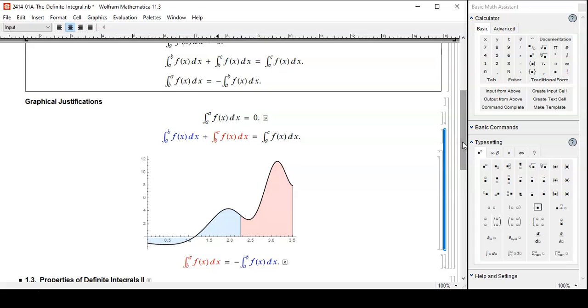Next, the integral from a to b plus the integral from b to c is the integral from a to c total. Here you go, from a to c, that's the total signed area, and the blue part is from a to b, and the red part is b to c. And then the total is from here all the way over there. So the graph explains everything.